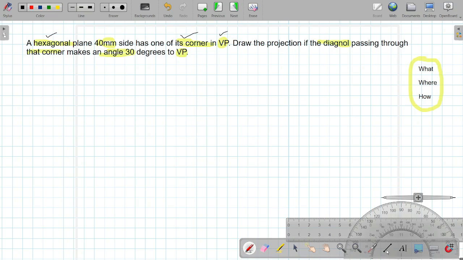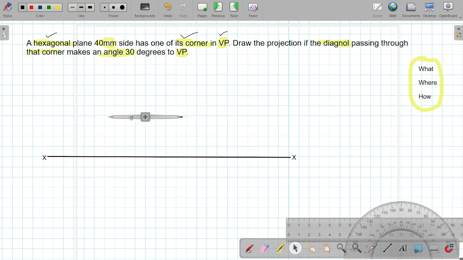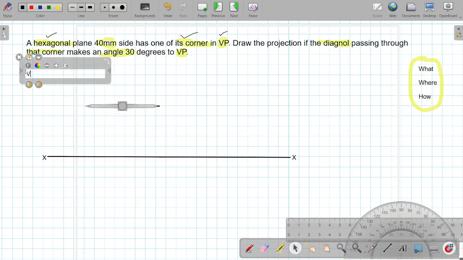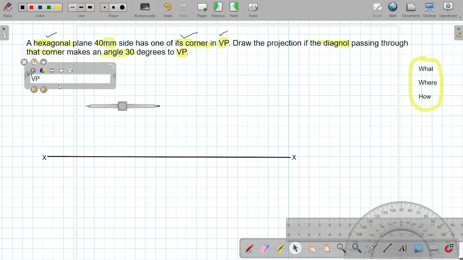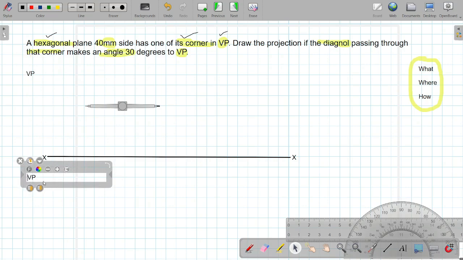So starting with the construction part. First we will draw a reference line, that is XY. Then we will draw a hexagon for which we need to draw a circle. Because it is mentioned that we have to get the corner in VP, we will start from above the XY line. So I will write it here also that this is VP and this is HP, that is horizontal plane and vertical plane.